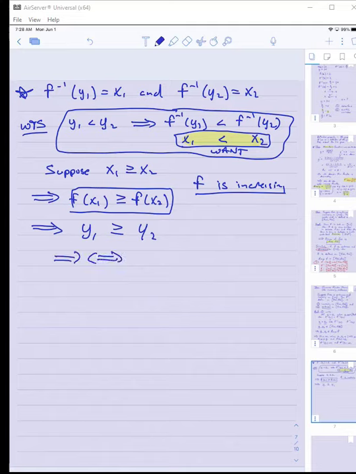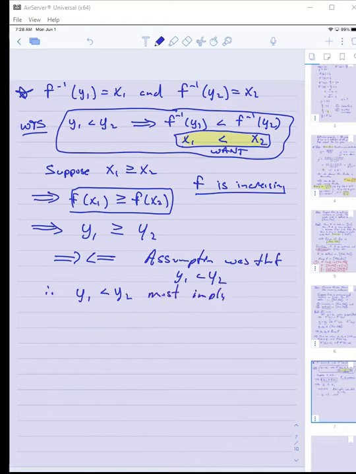I know that's a contradiction of what we assumed, because we originally assumed, I'll just say assumption, was that y1 was less than y2. Okay, therefore, y1 less than y2 must imply that x1 is less than x2. And that shows that f inverse is increasing.